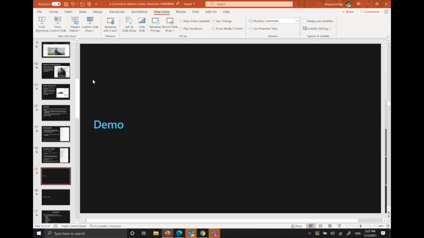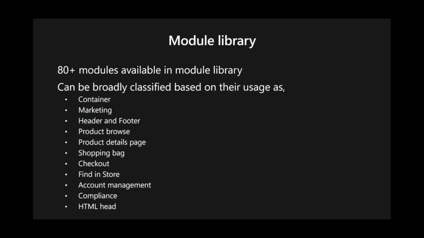And we're going to talk a little bit more about the module library and the modules that are available in the module library. So in the module library, there are about 80 plus modules available. Now these can be broadly classified based on their usage as container, marketing, header, footer, product browse, product details, etc. Really, the classification here is based on the intended usage or the pages that they're being used on. Just to give you an overview of the different modules that we ship out of box.